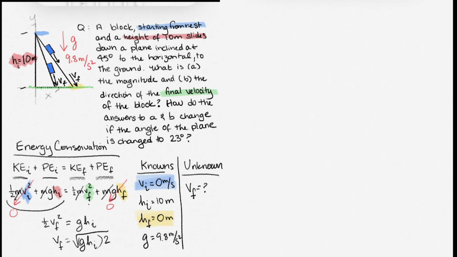I'm going to start a new page, and I'm going to rewrite our equation at the top of the page. So we have V sub F equals the square root of 2 times G times H sub I. Now, because we didn't substitute in a number for H sub I, we can see the relationship between the final velocity and the initial height. And what we can see is that the final velocity depends only on the initial height.